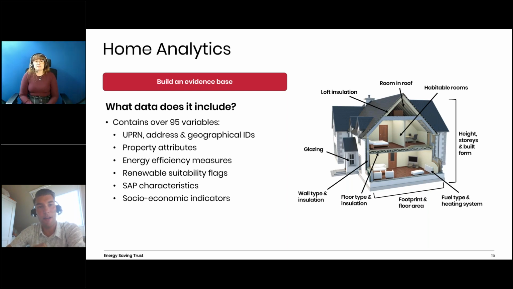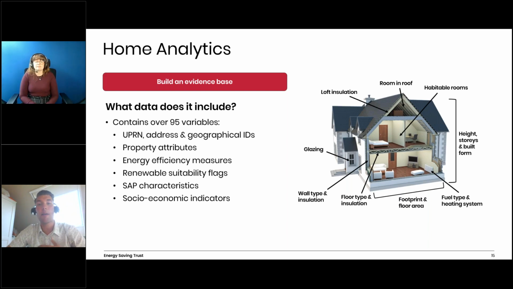There's also information around the SAP characteristics of the property. So this is things like the EPC score, the environmental impact rating, the SAP modeled energy consumption, fuel bill, and CO2 emissions values. And then lastly, there's socioeconomic indicators. So this includes things like the index of multiple deprivation, fuel poverty, tenure, and benefit claimant counts, which can be really useful when juxtaposed with the actual property dimensions and attributes.